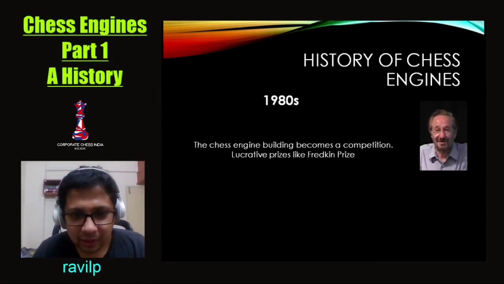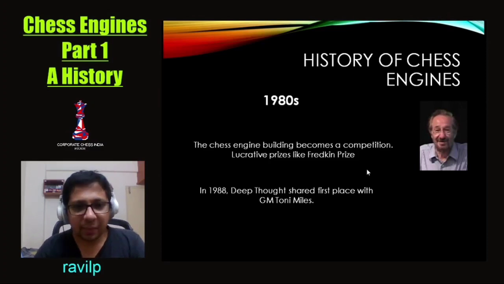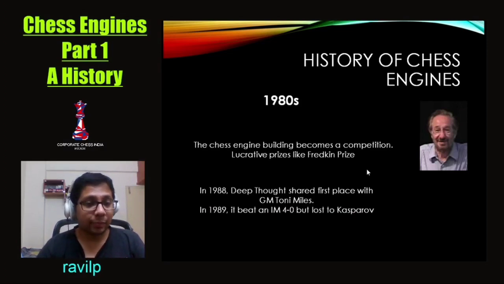The $5,000 prize was won in 1983. The $10,000 prize was won by Deep Thought when it shared the first place with GM Tony Miles back in 1988. It was able to beat an IM 4-0, but it lost to Kasparov in 1989. So it was still not at the level to win the $100,000 prize. But again, it had reached a grandmaster status.